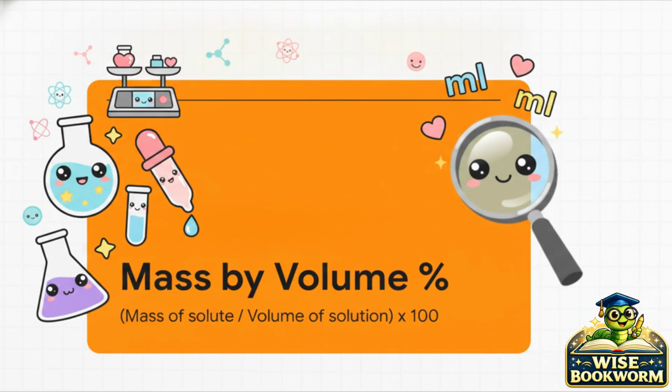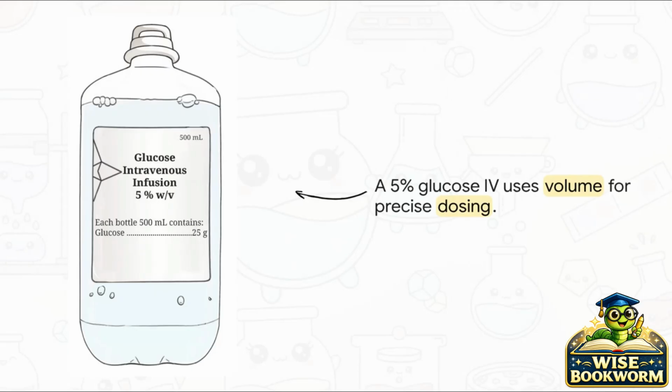Now, let's look at the second major way we measure this stuff, mass by volume percentage. This is the mass of the solute divided by the volume of the solution times 100. Why do we even need this second formula? Well, practically speaking, when you're dealing with liquids, especially in medicine and laboratories, it is just so much easier to measure the volume in milliliters than it is to carefully weigh it out on a scale. And this brings the math immediately back to the real world.